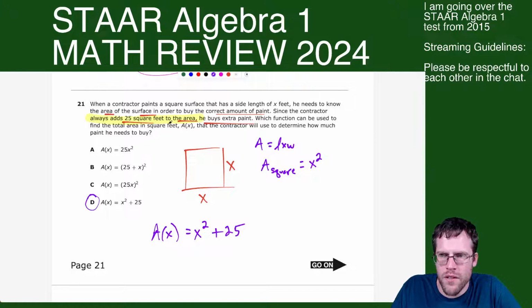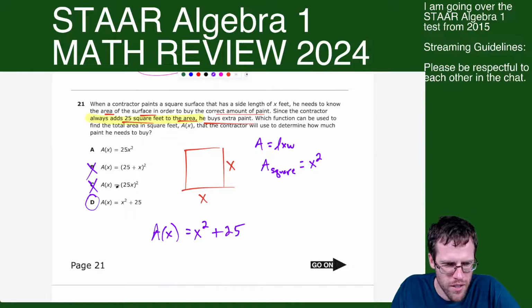Okay, this would be if the contractor buys 25 times the area. That's crazy. That's way too much paint. This would be if the contractor added 25 to each side of the square and then found that area. So this isn't it. And then this one's the most dramatic. He multiplies each side by 25 and then finds the area. Then it's like doing 625 times the paint he would need. So that's like really excessive.